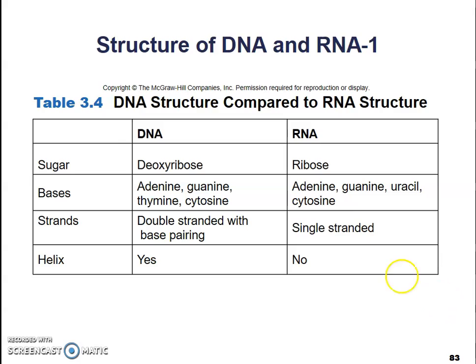Here is another handy-dandy chart. We have DNA and RNA listed. The sugar for DNA differs a little bit from RNA. DNA contains deoxyribose, whereas ribose is in RNA. The bases are a little bit different. DNA has thymine, RNA has uracil. The structure is a little bit different. DNA is double-stranded, whereas RNA is single-stranded, and DNA forms a helix or like a twisted ladder shape, whereas RNA does not.